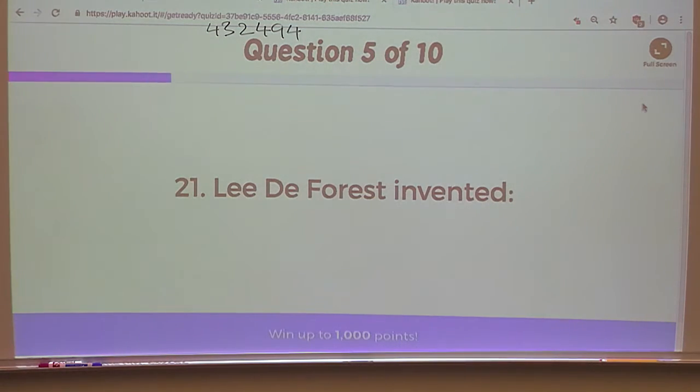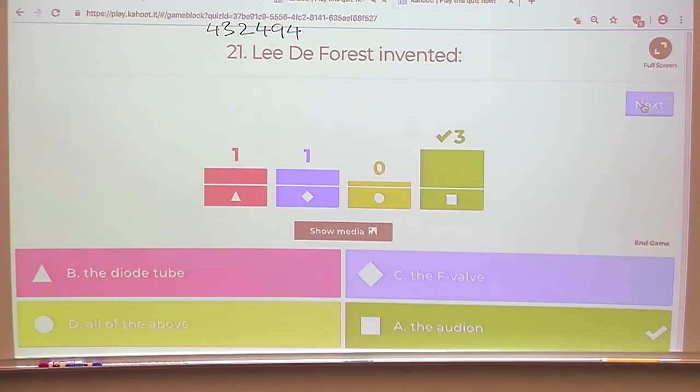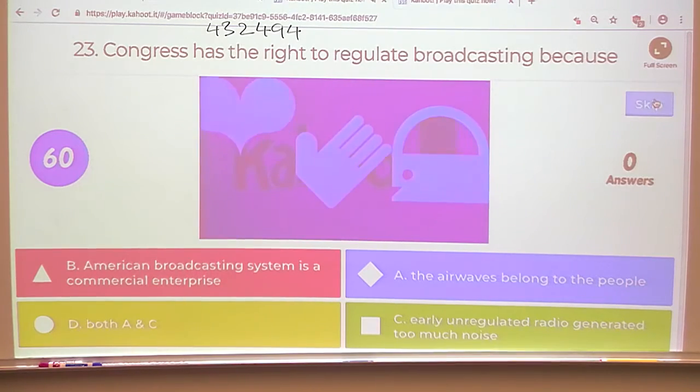Okay. Lee DeForest invented a tube. What was it called? The diode tube, the F valve, the audion. And there we go. So he invented the audion tube. 3 people got it right. That's good. So the audion tube was responsible for amplifying the signal in radio, so that, you know, at one point you had to have a little earplug, and all you could hear was a faint sound that was coming through a crystal radio, but with the Audion tube, it amplified it so that you could hear it really well and could hear it over further, longer distances.